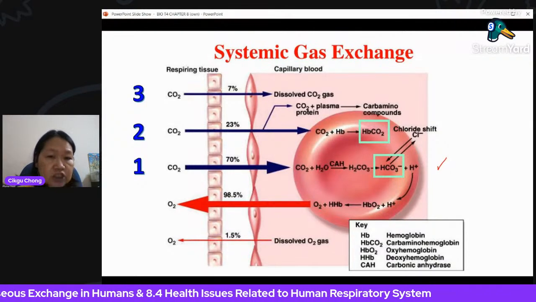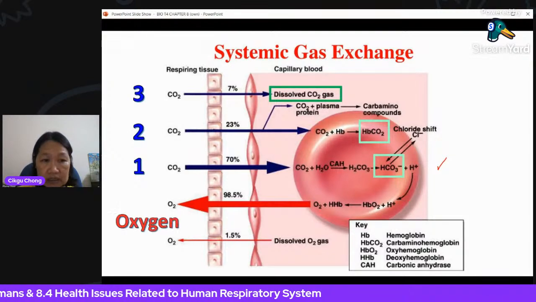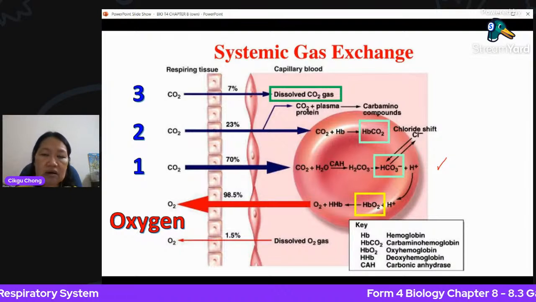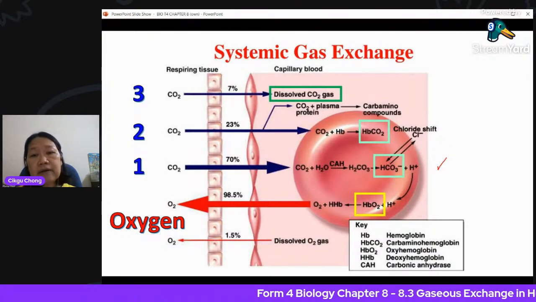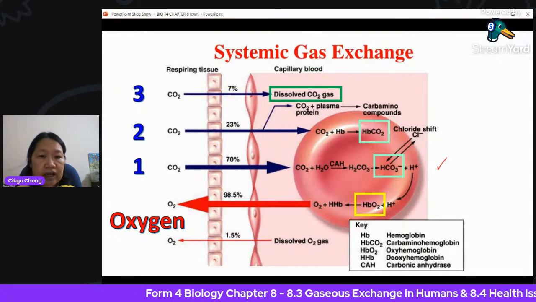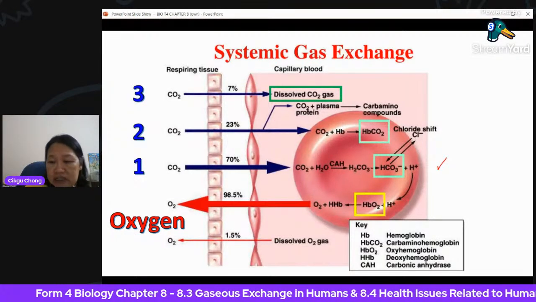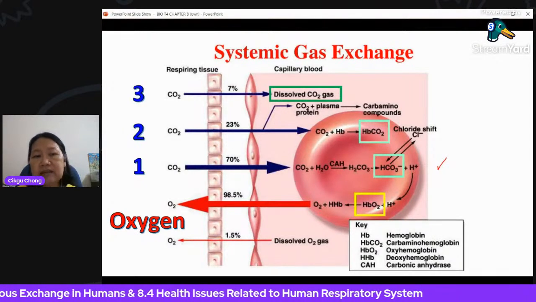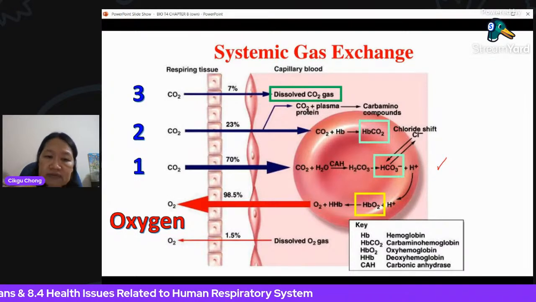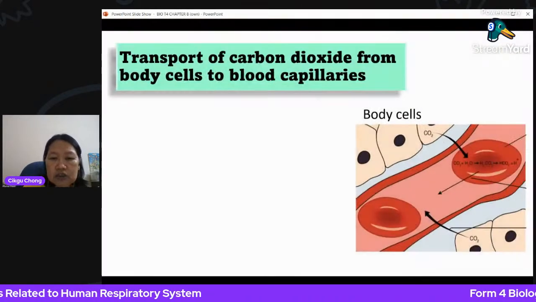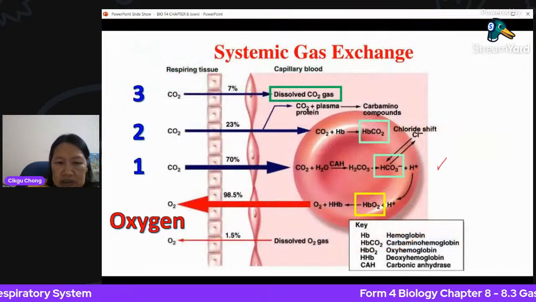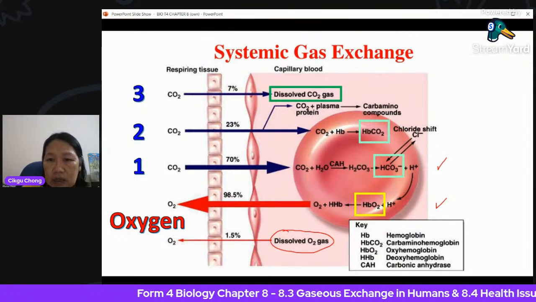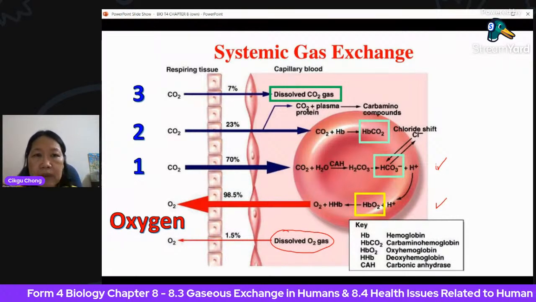And for the oxygen, almost 99% of your oxygen is carried in the oxyhemoglobin form. After that, it will break down, the oxygen is released, and it passes through and goes into the cell. About 1% of the oxygen gas is found in the dissolved form. This is lesser, so don't need to worry about this. You just remember your hemoglobin, oxyhemoglobin, and also the bicarbonate ion.